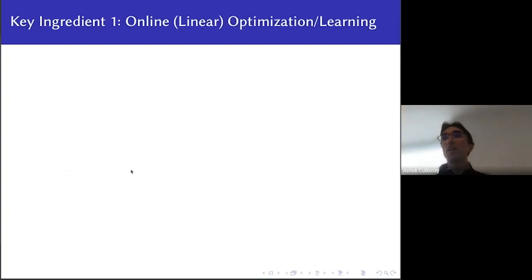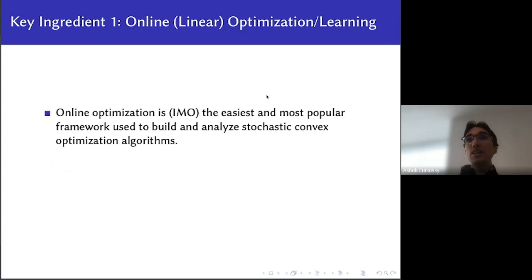Okay, so first, what is online optimization? It's been called many things, sometimes online linear optimization, sometimes online learning. I put all of them up in the name of the slide there. It's, in my opinion, one of the most popular ways to build stochastic optimization algorithms. So when I said in the very beginning that it's easy to build non-private stochastic optimization algorithms, this is what I meant. Building online optimization algorithms is relatively well understood at this point, and it's fairly easy to build stochastic optimization algorithms using these online algorithms.